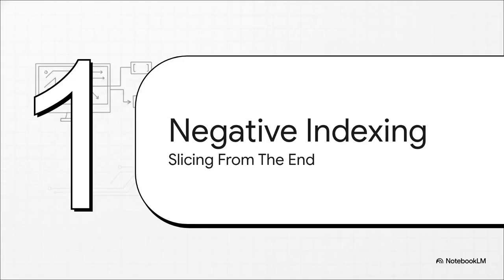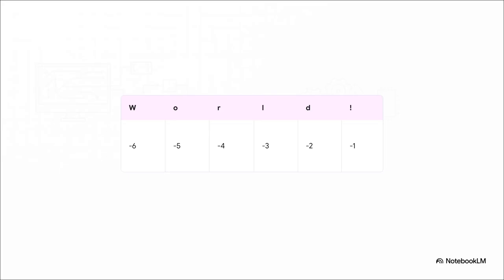So what if you don't know how long a string is, but you know for sure that you want the last 5 characters? Trying to count from the beginning would be a huge pain. Thankfully, Python has this incredibly elegant solution for it called negative indexing. With negative indexing, the count starts from the back of the string and goes forward. So the very last character is always index -1. The second to last is -2, the third to last is -3, and so on.